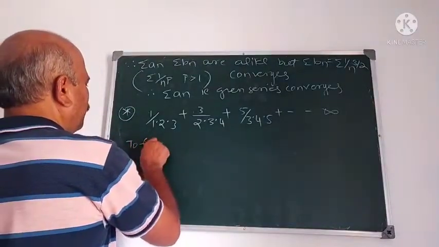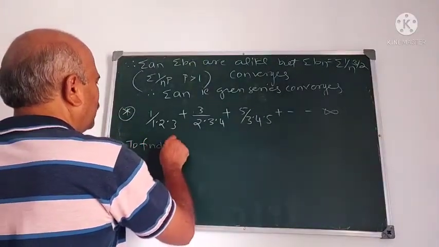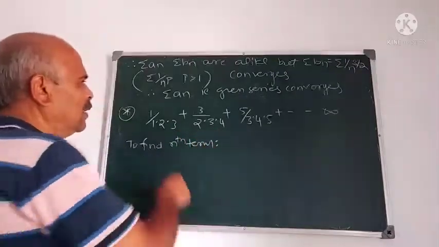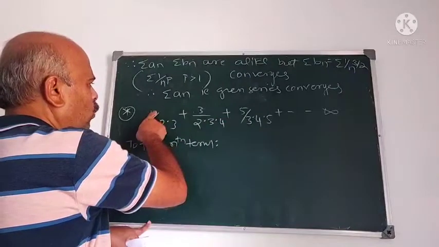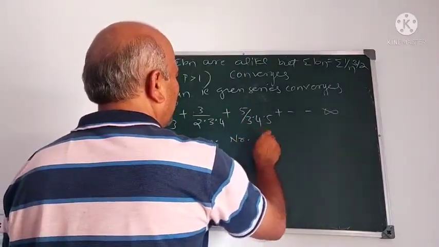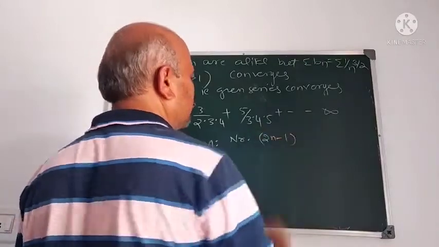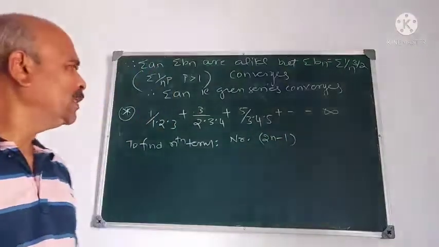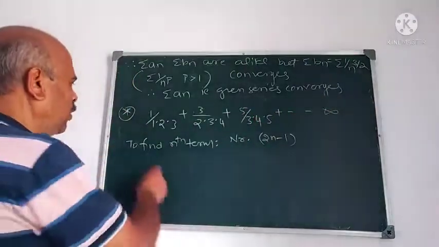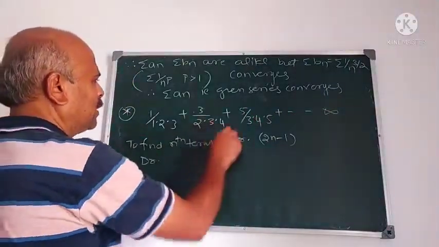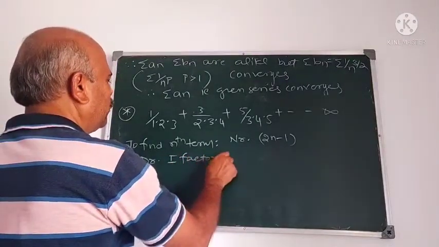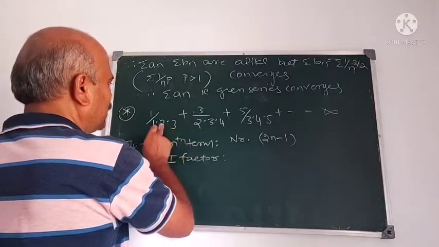To find the nth term of this series, how to find? We generalize. See the numerator 1, 3, 5, etc. Numerator is 2n minus 1. Because what is the nth term of 1, 3, 5, etc.? 2n minus 1. Denominator, we have to take separate factors. 3 factors are there. If we multiply 1, 2, 3, that is 6.